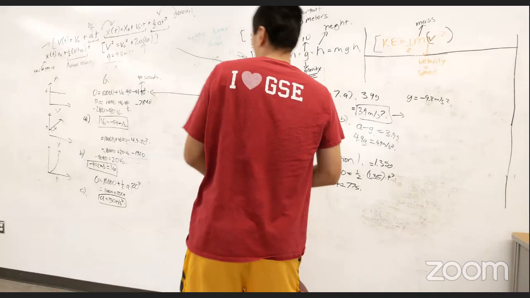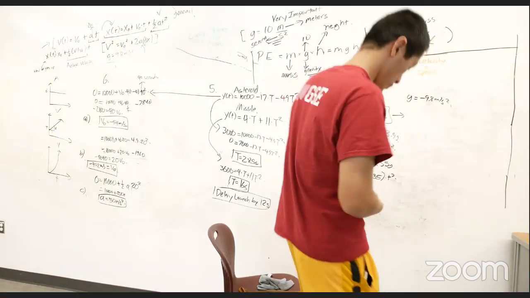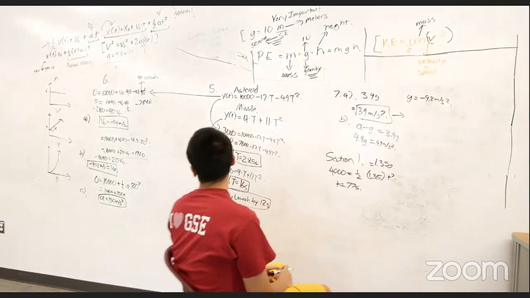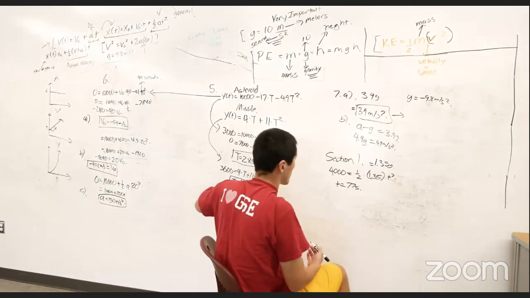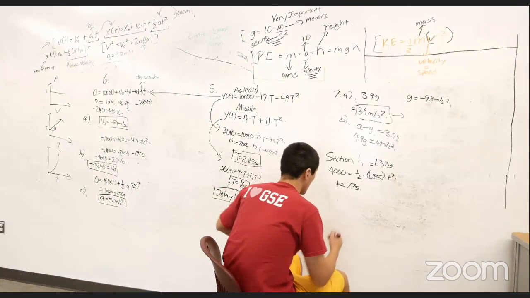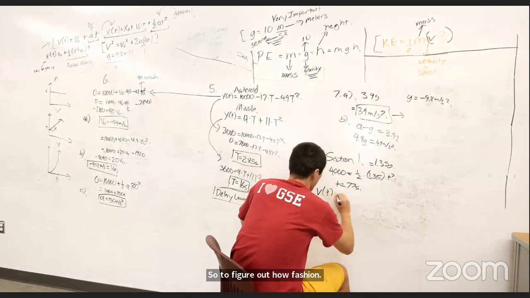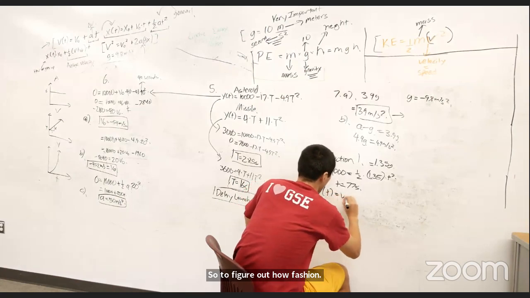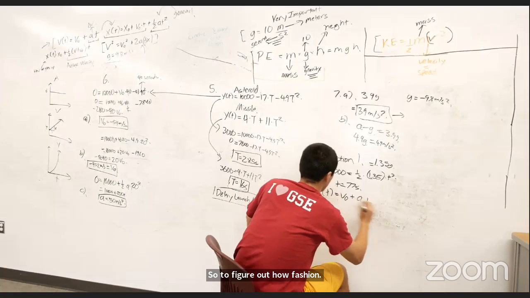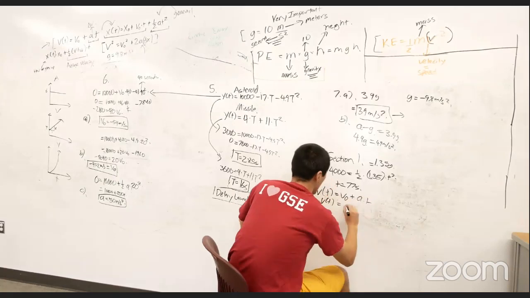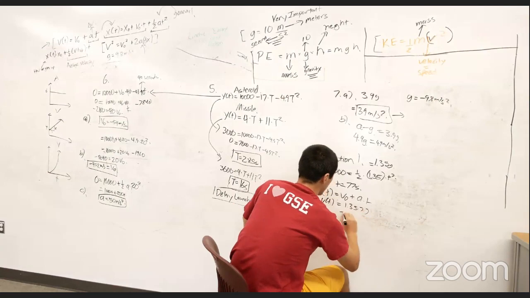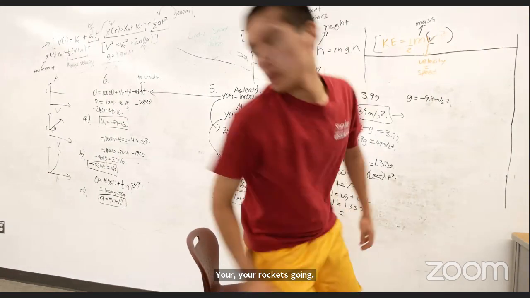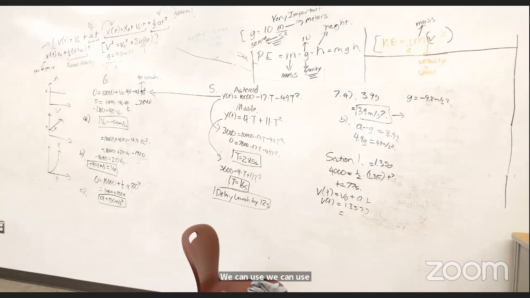So to figure out how fast your rocket's going, what we can use is velocity with respect to time, which is your initial velocity plus a times t. Initial velocity is 0, so your velocity times time is 1.35 times 77, which is, what is it? 104.